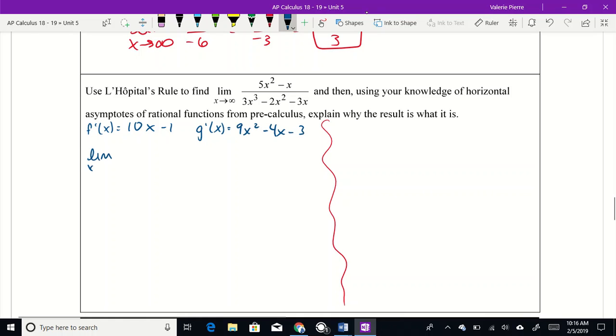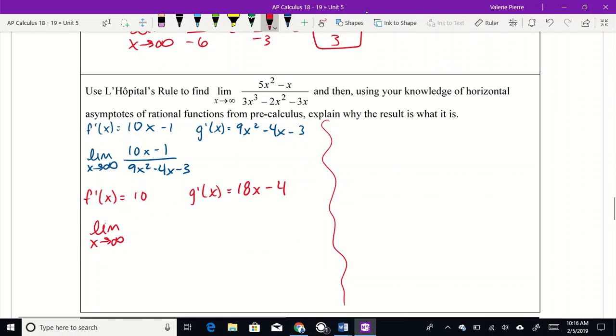So our new limit as x approaches infinity is 10x minus 1 over 9x squared minus 4x minus 3. So again, we're going to apply L'Hopital's rule. F prime of x is equal to 10, and g prime of x is equal to 18x minus 4. So our new limit as x approaches infinity is 10 over 18x minus 4.